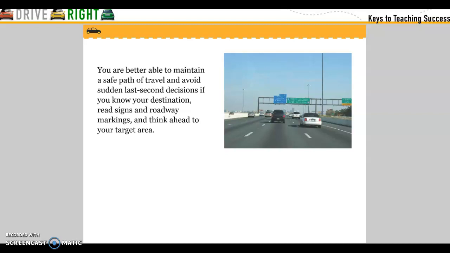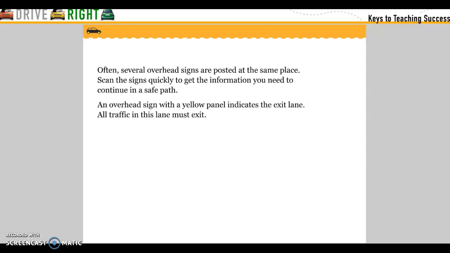You are better able to maintain a safe path of travel and avoid sudden last-second decisions if you know your destination, read signs and roadway markers, and think ahead to your target area. Often, several overhead signs are posted at the same place. Scan the signs quickly to get the information you need to continue on a safe path. An overhead sign with a yellow panel indicates the exit lane. All traffic in this lane must exit.